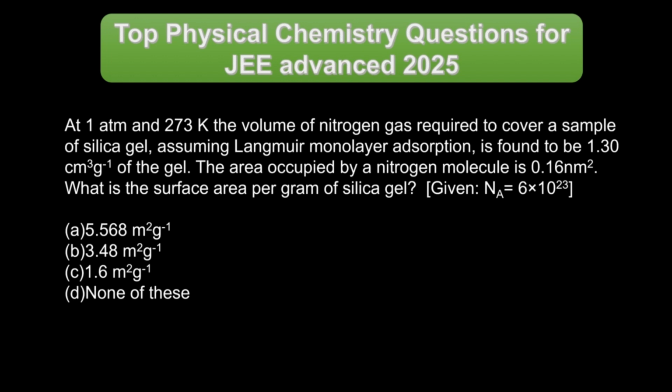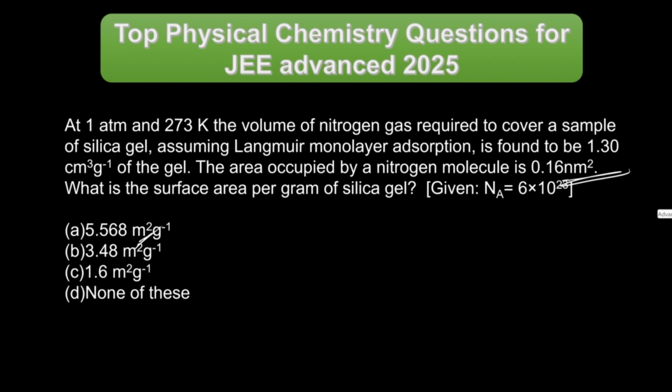So 1 atm, this is standard temperature and pressure, required to cover the sample of silica gel. We are assuming a Langmuir monolayer adsorption, monolayer only. The volume is found to be 1.30. The area occupied by the nitrogen molecule is given in nanometer, but in our options they have given in meters, so be careful about that. They are asking for the surface area.